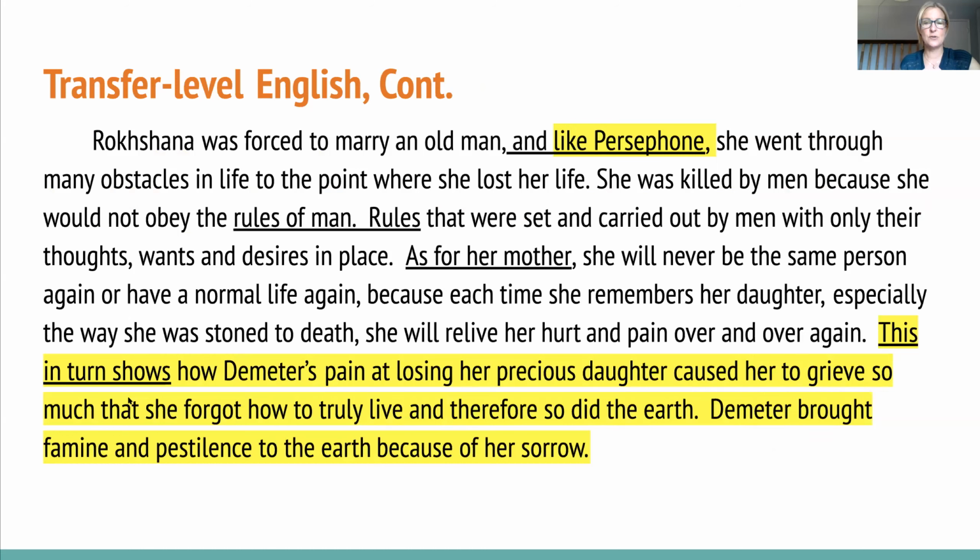This is a continuation of the same paper, and you can see that whereas in the work that she did in the ESL course, one level below transfer, the semester right before this, now we see the connections that we were lacking in the other paper. She's using phrases like talking about Rakshana, the woman from the CNN piece, and phrasing like Persephone, she did this, right? We see this nice repetition of the rules of man, rules that were set and carried out, right? And then we see the phrase, as for her mother.